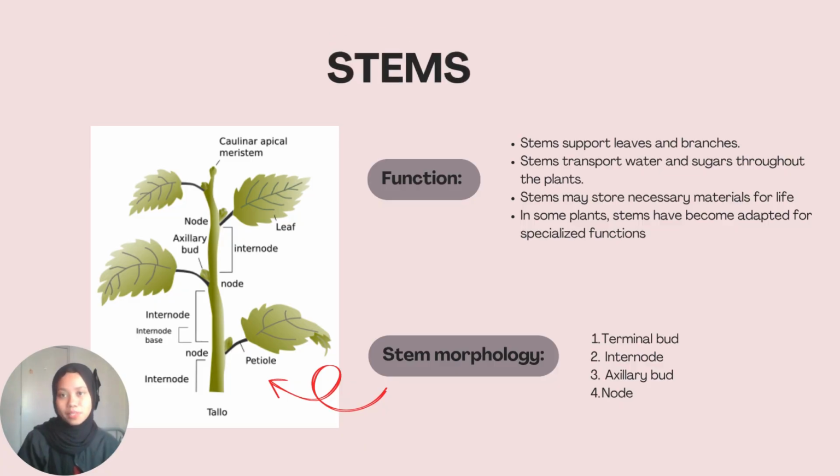Next, we have stems. Stems are very important because they support leaf, flower, and fruit. They also transport water, nutrients, and food between the roots and the rest of the plant. Some stems are also modified to perform extra functions. In terms of structure, stems usually have parts like the terminal buds, axillary buds, internodes, and nodes.